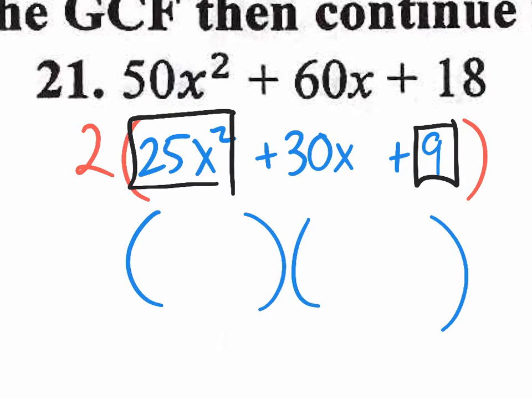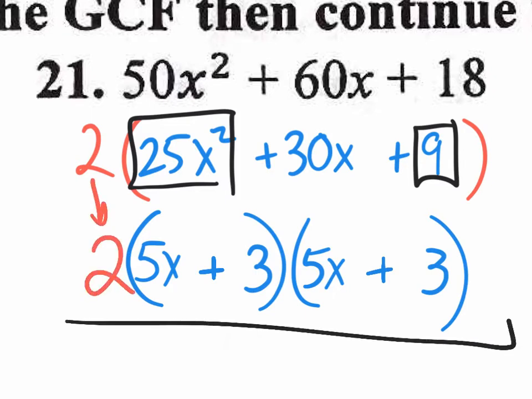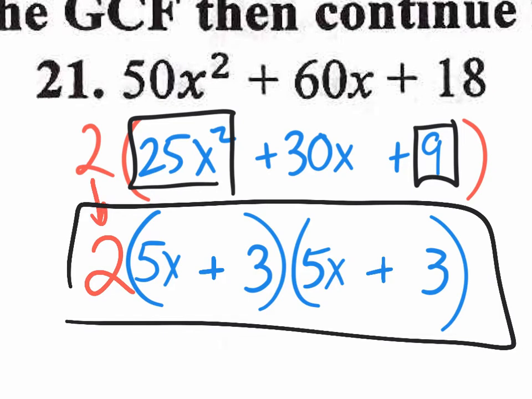So the square root of 25x squared is 5x. Square root of 9 is 3. 5x, 3. And when you're thinking about the signs, if everything's positive, then that's easy. Everything's going to be positive. Put a plus there, plus there. What about that 2? Bring it down. So there's your final factored form. Oh yeah, by the way, if you see the same exact binomial written twice, you could technically write it as 5x plus 3 in parentheses with the square on the outside. That is totally up to you, though.